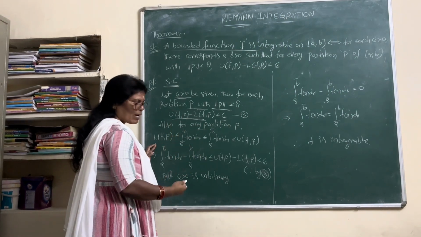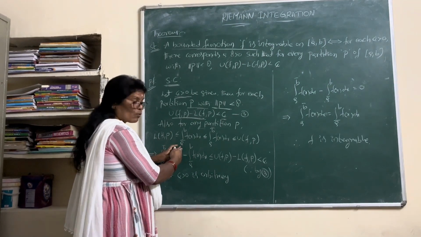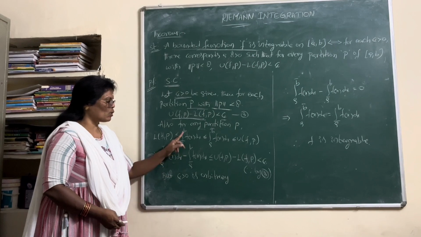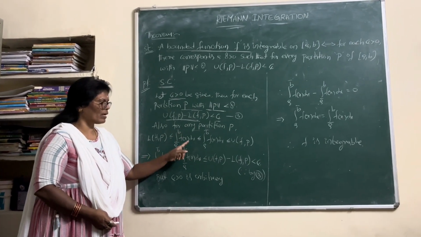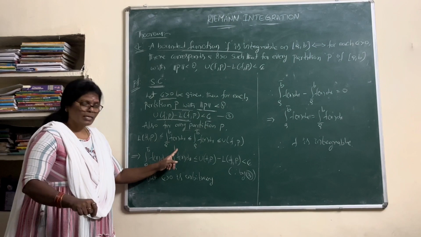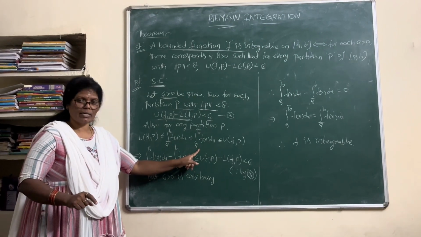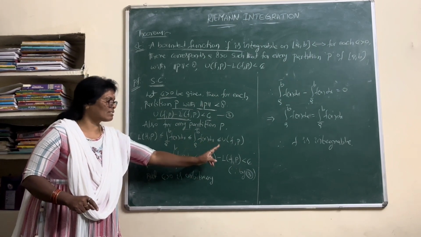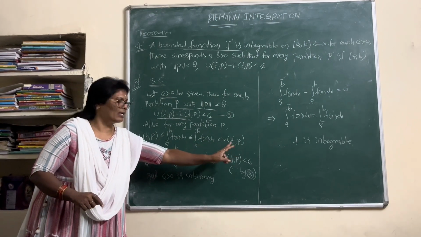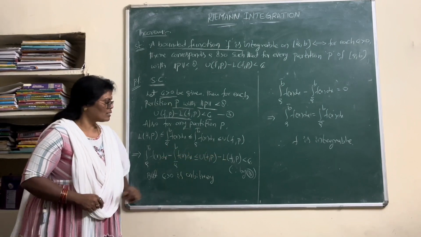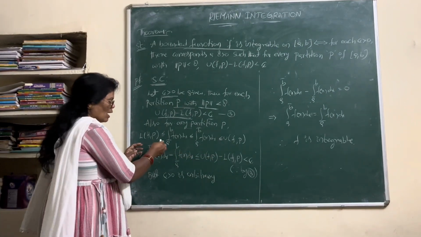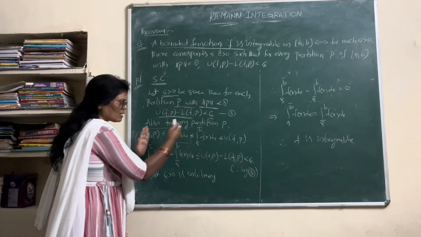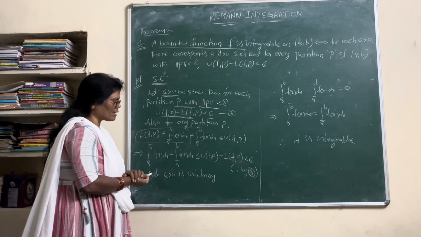LFP, the lower Riemann sum, is always less than or equal to the lower Riemann integral, a bar to b f of x dx. The lower Riemann integral is always less than or equal to the upper Riemann integral, a to b bar f of x dx, and that is less than or equal to UFP, the upper Riemann sum. Now I am taking these left side terms to the right hand side.